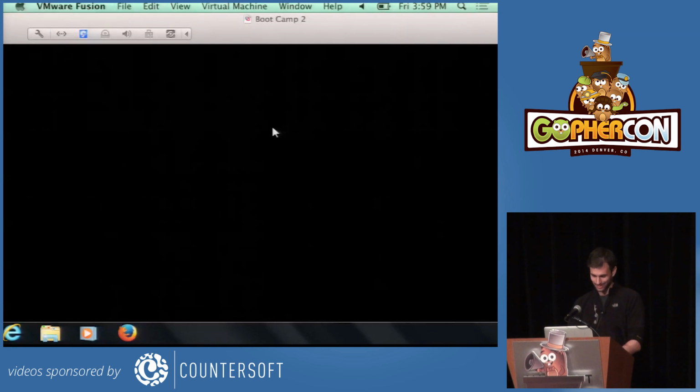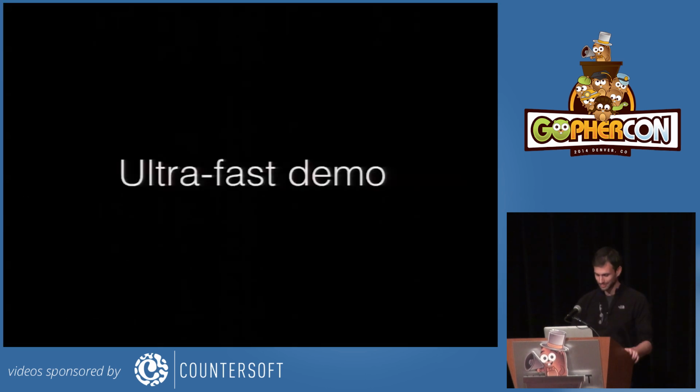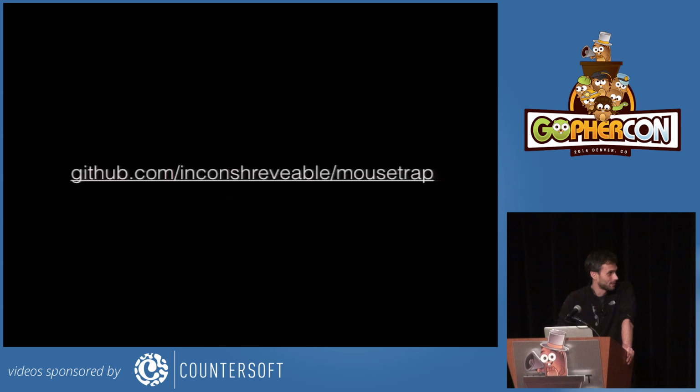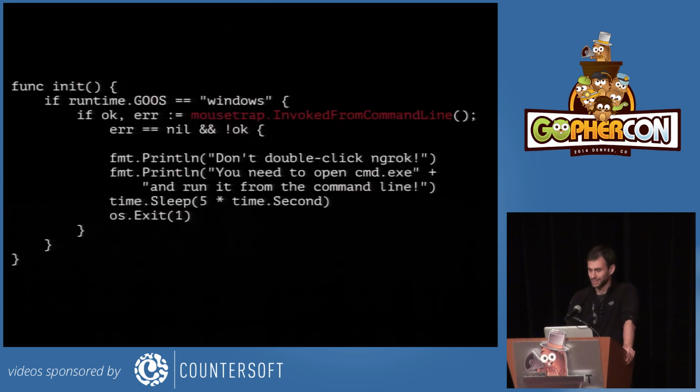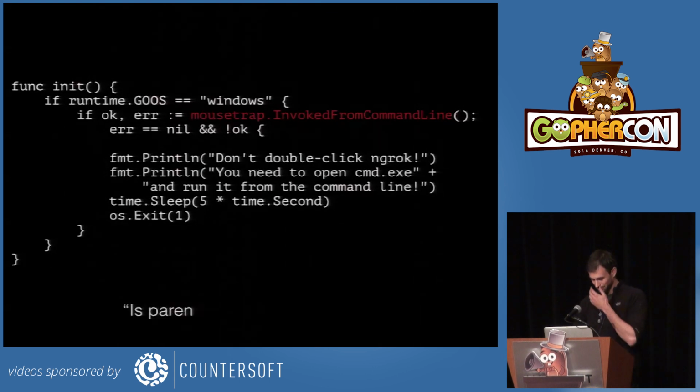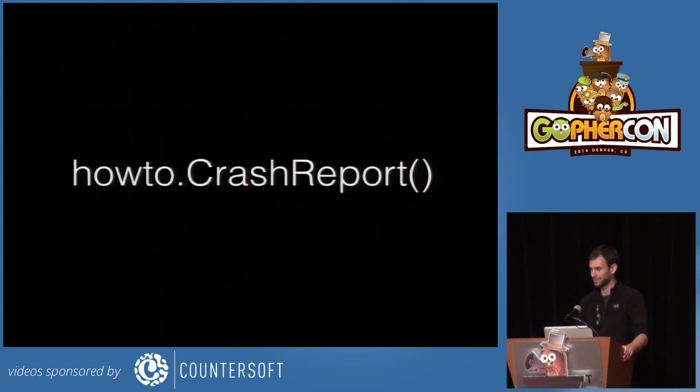Anyways, if you want to use it, it's on GitHub. It's Mousetrap. The API is really that simple. There's a single function, and it returns true or false. All right, crash reporting.